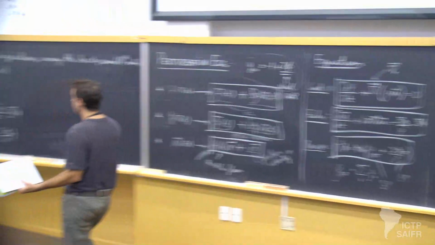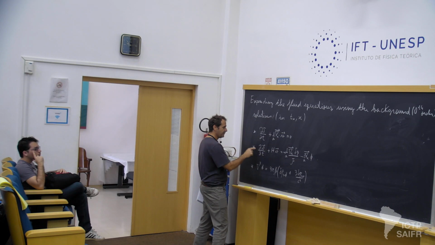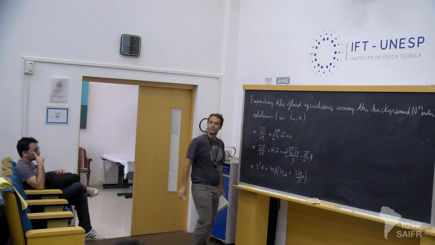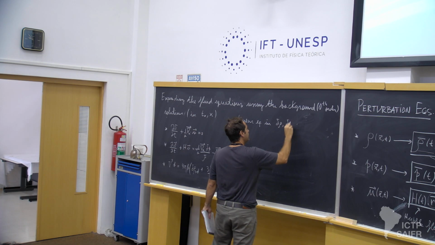Now, it's complicated, of course, because these are three equations. They are all coupled, right? This is coupled to that one through V. This one is coupled to that one through phi, and phi is determined by delta rho. Of course, you look at this and you say, well, these are linear equations in delta rho, delta p, and phi, right?